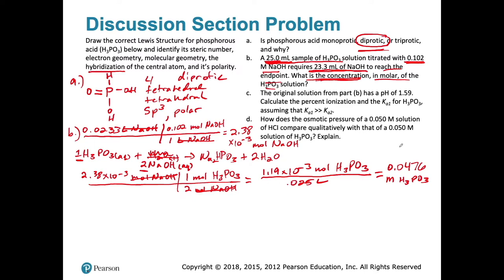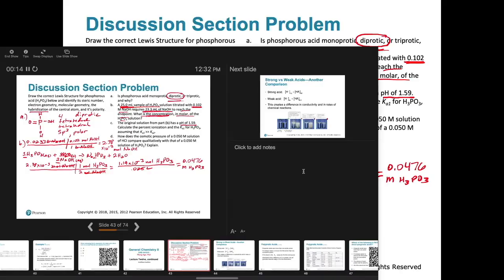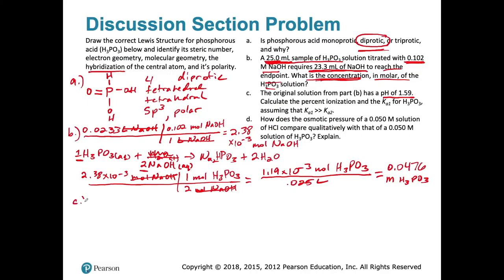Luckily for us, we were given the pH of 1.59. What can we do with that that will give us something helpful? You know that the negative log of the hydronium ion concentration gives you the pH. So to get the hydronium ion concentration, you just take 10 to the negative pH. Here's C now. We know from the last lecture that hydronium ion concentration is equal to 10 to the negative pH, okay?